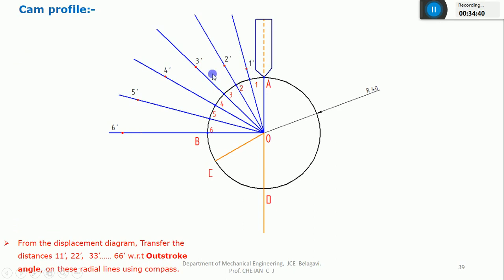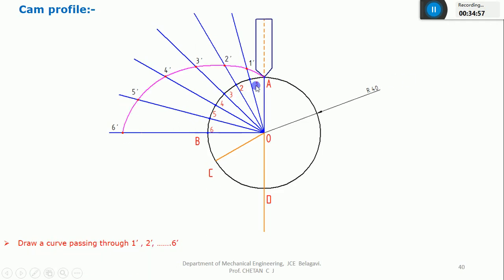Similarly, copy the distance from the displacement diagram, that is 2 to 2 dash. Again, take the reference as point 2 and draw one more arc. That arc will intersect the radial line at this point, that is 2 dash. Similarly, you'll get 6 points. After that, just draw the cam profile. Draw a freehand curve which has to pass through all these 6 points.